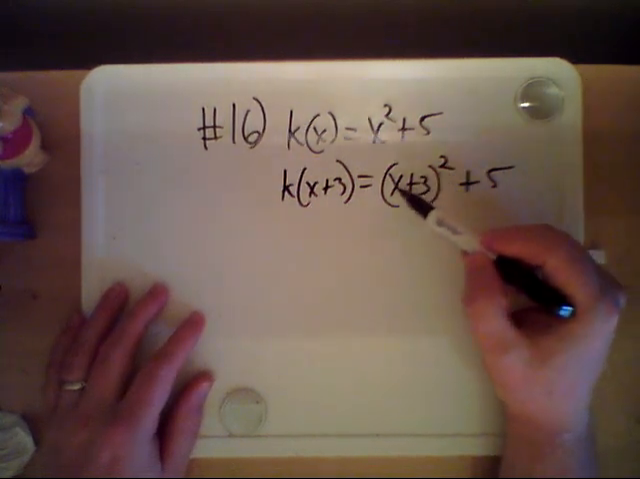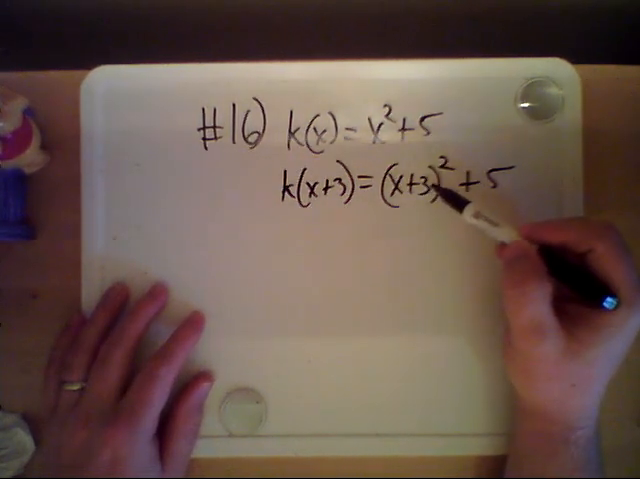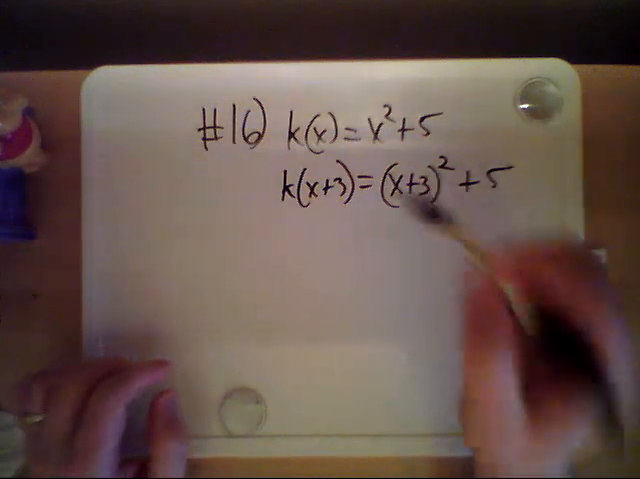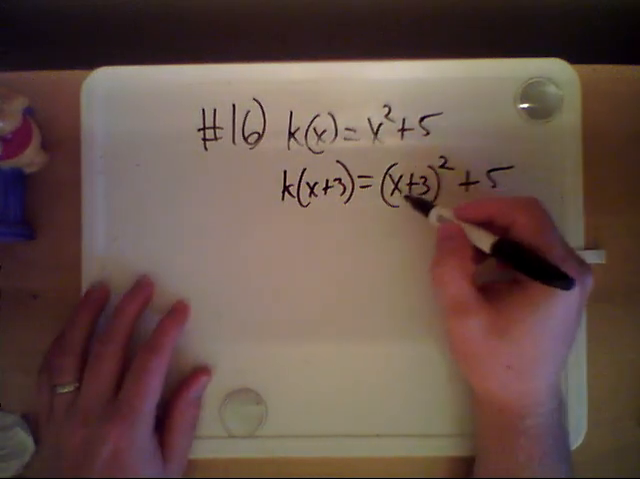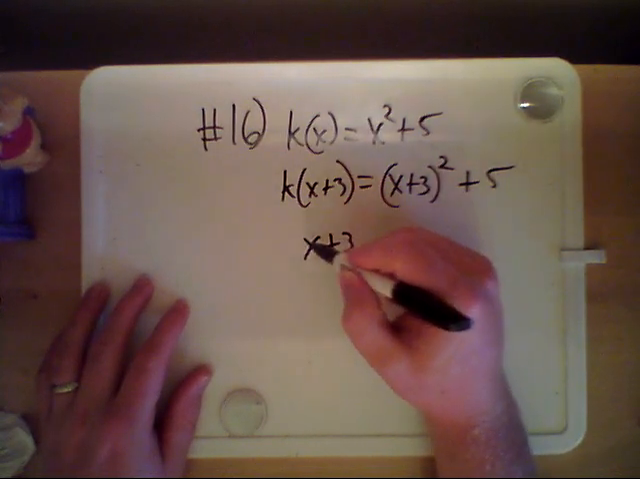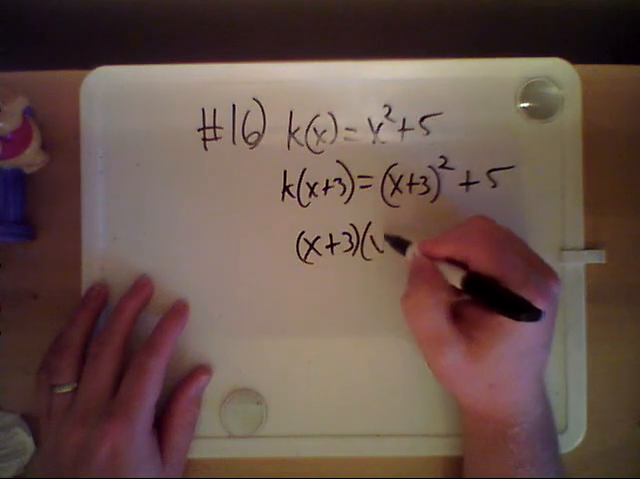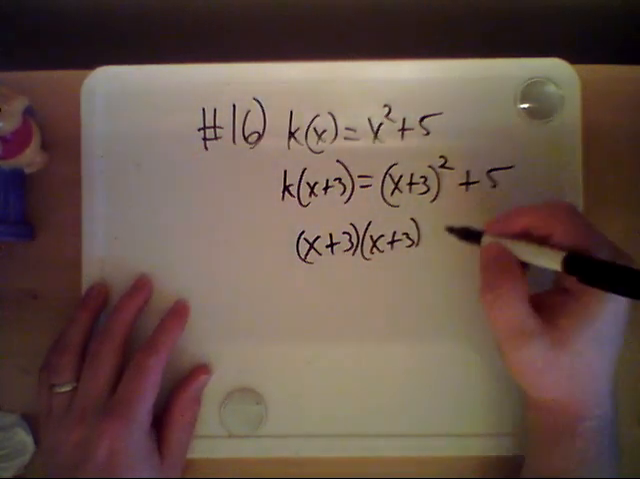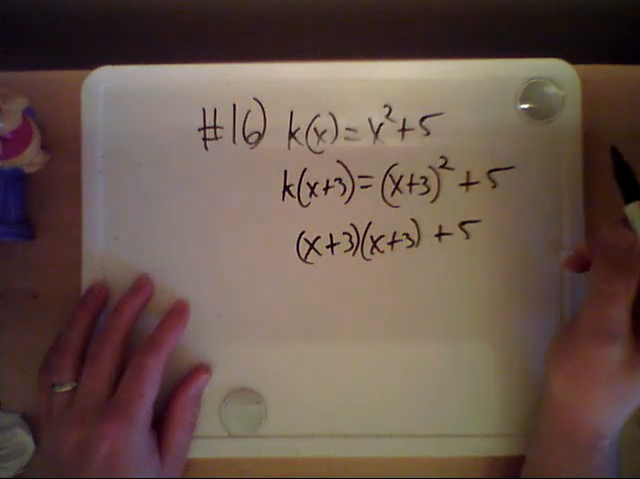And again, this is not just x squared plus 3 squared. This is not x squared plus 3 squared. You must understand that. We're going to take x plus 3 and FOIL it out. x plus 3, expand it and FOIL it. x plus 3 times x plus 3. This is x plus 3 squared plus 5.